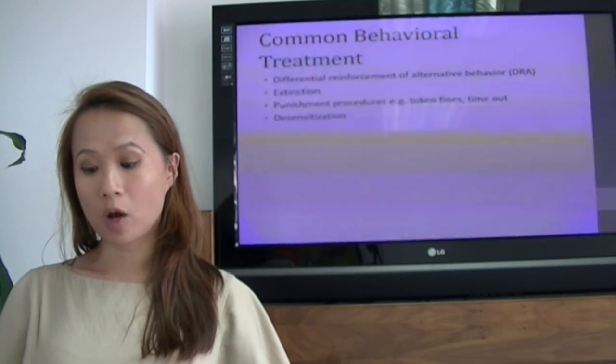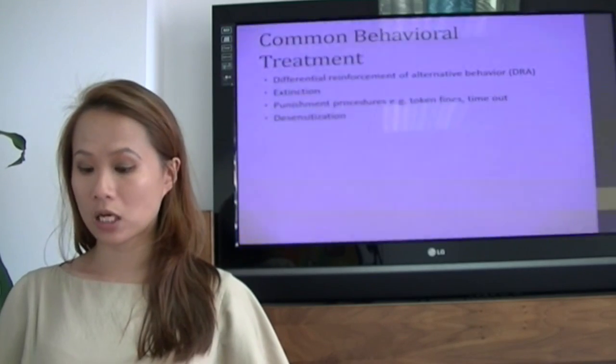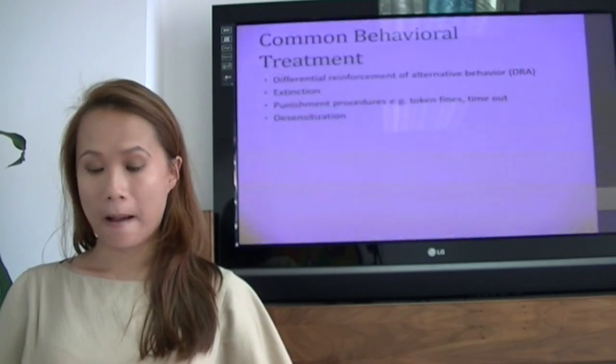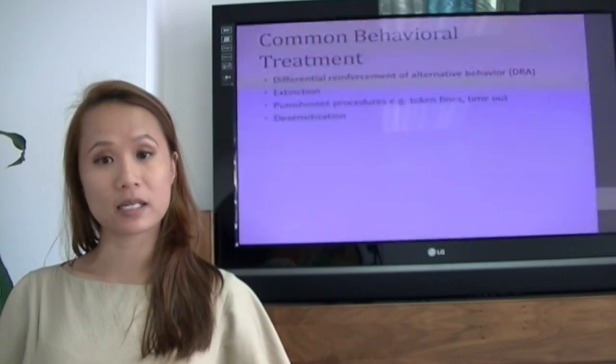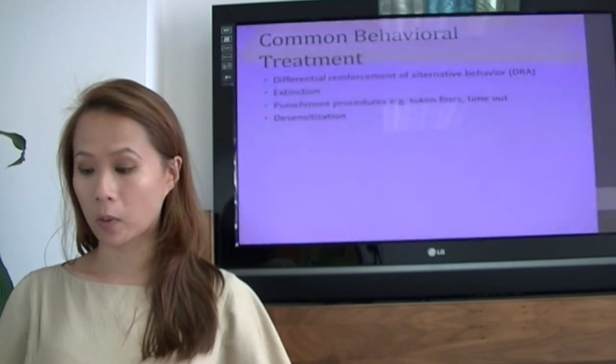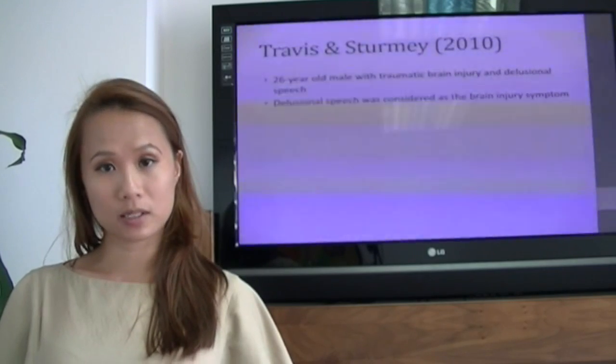So below are some common behavioral treatments for delusional speech. The first treatments often used are DRA and extension. Punishment procedures such as token fines and time-out are often used too. Desensitization might be part of the program as well. So today I would like to share three studies with you.